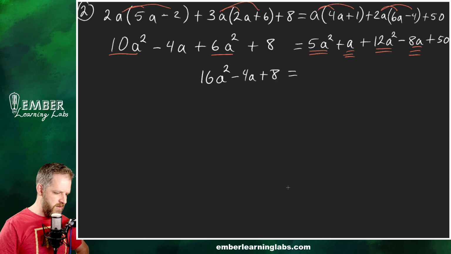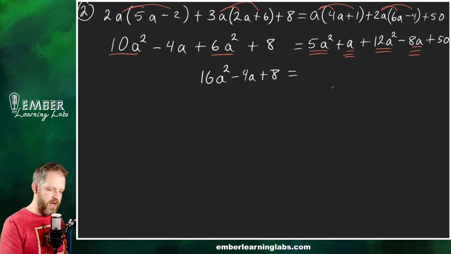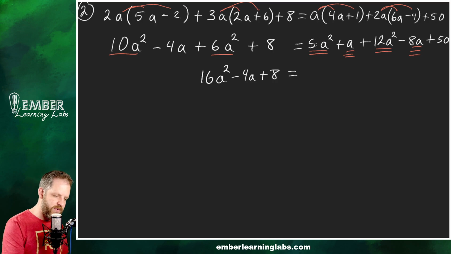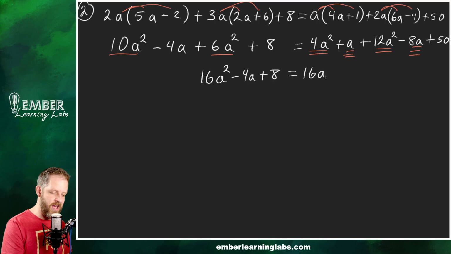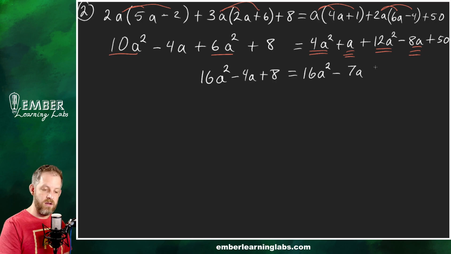I did something wrong. What did I do wrong? Something happened. Let's find it. There it is. A times 4a is, that's wrong. Found it. Found the mistake. How about 4a squared? 4a squared plus 12a squared is 16a squared. A minus 8a is negative 7a plus 50.